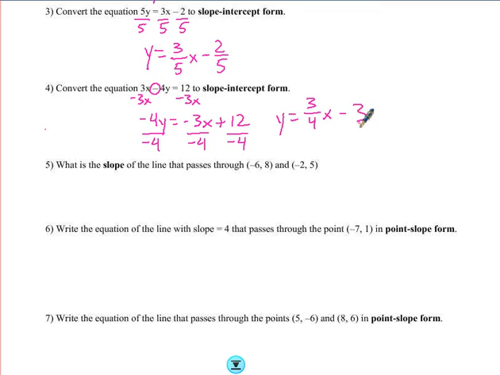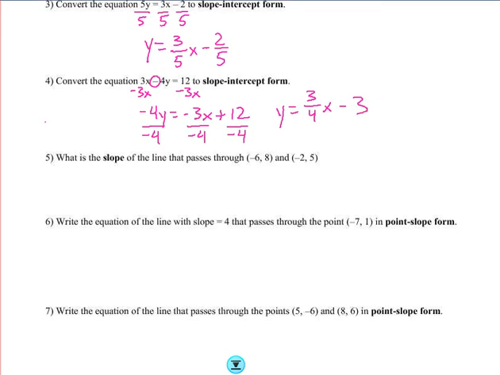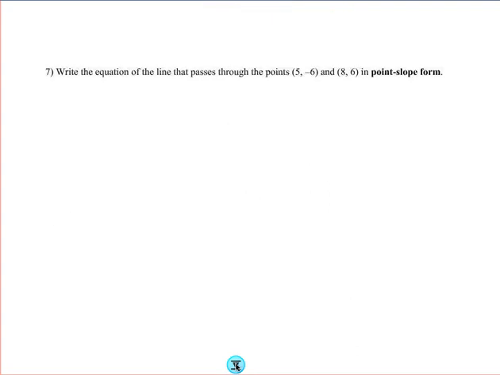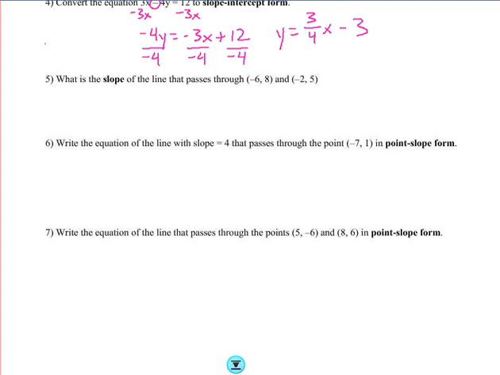Slope of the line, depending on how you do this one, it might look a little bit different. I prefer change in y over change in x. So the change in y here is 3. The change in x is 4. With a quick sketch of the graph, I can see that negative 2, 5 is here. Negative 6, 8 is here. So this line is going down, so the slope, which is m, is negative 3/4.